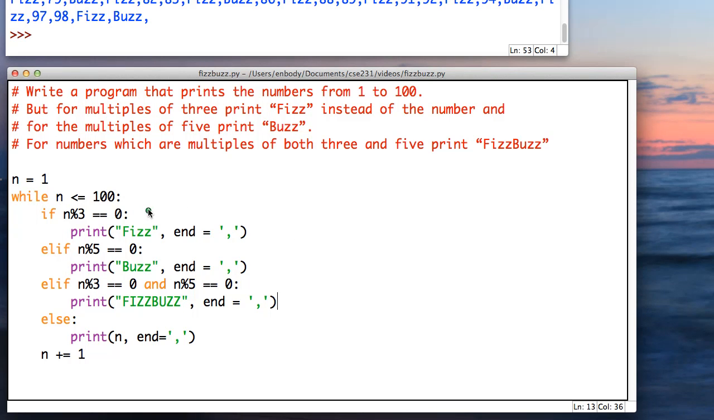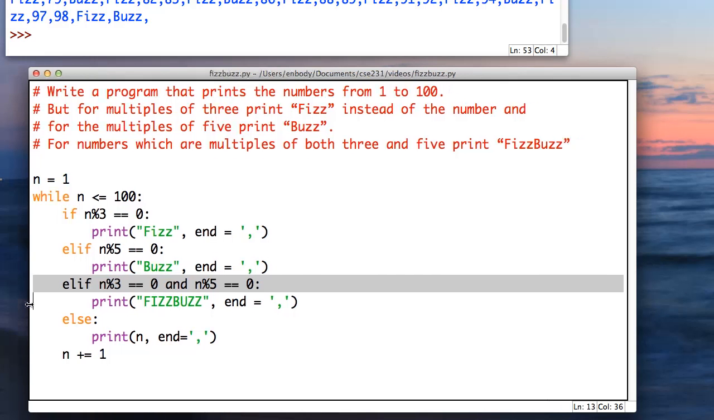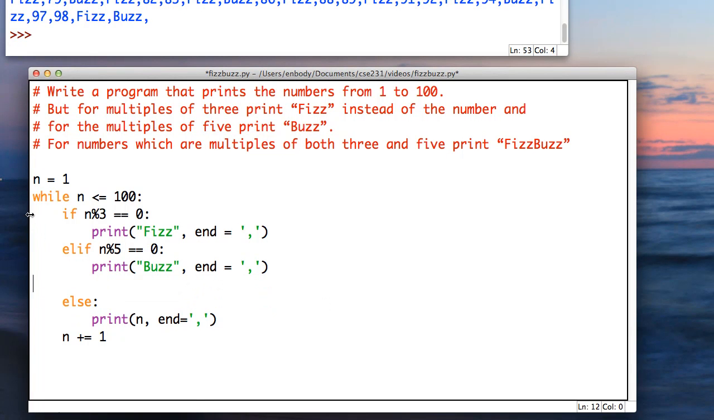And the reason is that, consider this situation. If n is divisible by 3, if that's true, we'll print the fizz and nothing else. Otherwise, if number is divisible by 5, we'll print the buzz and nothing else. And so that means we can only get to this point if both of those expressions are false. Well, in which case we won't print fizzbuzz. So it's in the wrong place. We can fix that by moving this expression to the beginning.